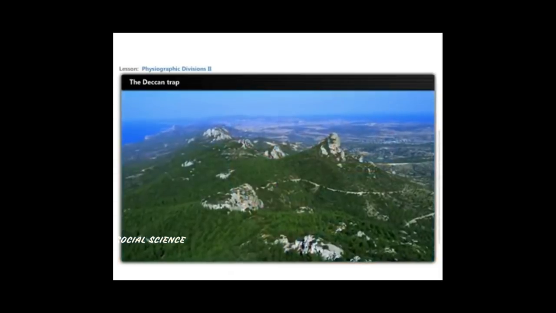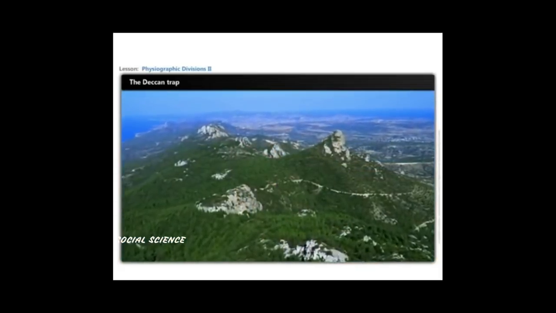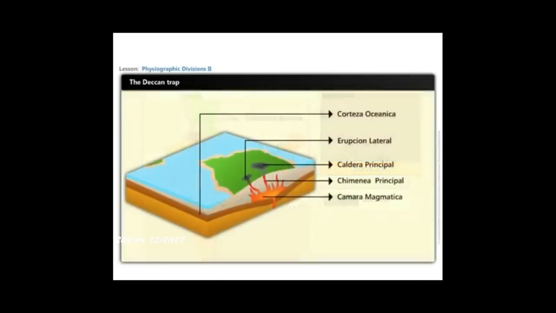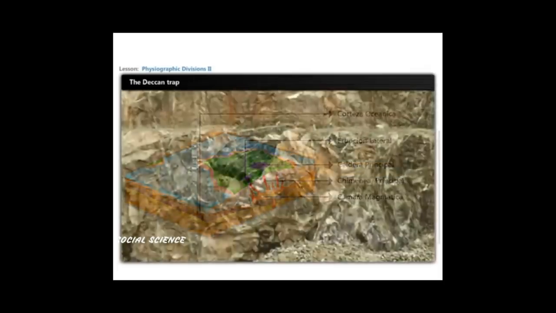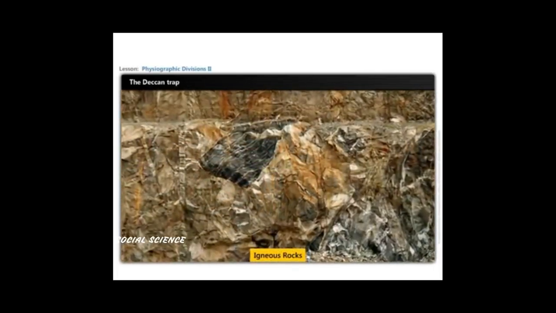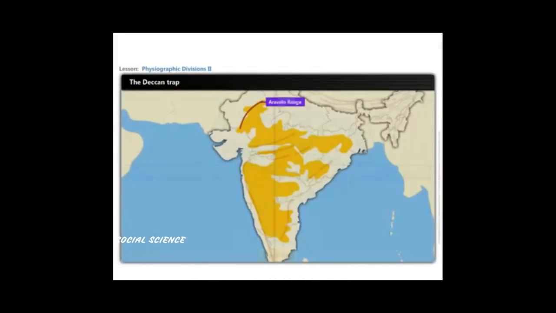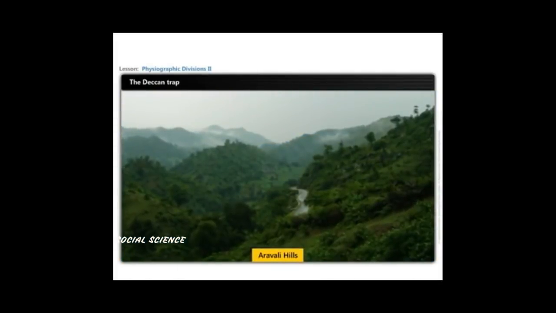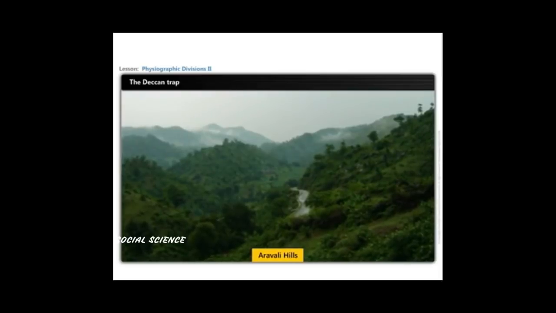One of the distinct features of the Peninsular Plateau is the black soil area known as the Deccan Trap. Do you know the origin of Deccan Trap? This is of volcanic origin, hence the rocks are igneous. These rocks have denuded over time and are responsible for the formation of black soil. The Aravali Hills that lie on the western and northwestern margins of the Peninsular Plateau are highly eroded hills and are found as broken hills.